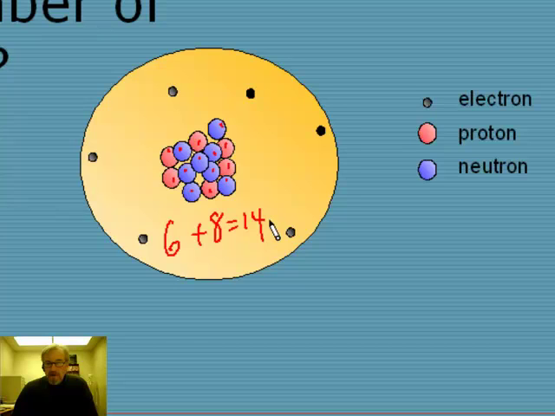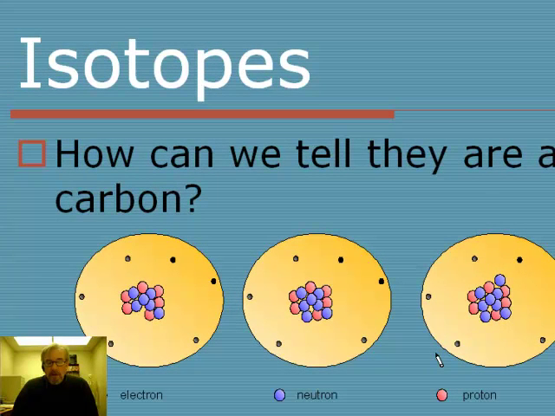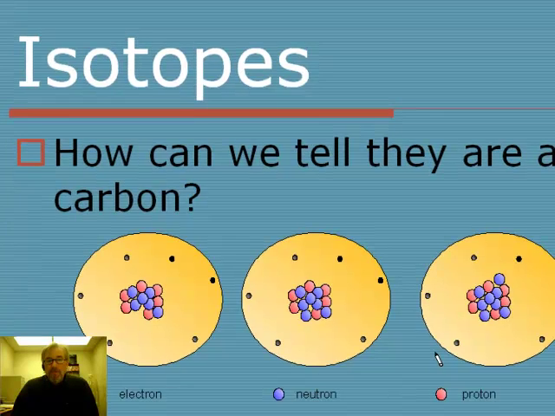All of the atoms in these last 3 examples have 6 protons. That means they're all carbon, but they have different numbers of neutrons. Those are examples of what we call isotopes. Isotopes are atoms that have the same number of protons, in other words, they're the same element, but they have a different mass number. In other words, they have different numbers of neutrons.